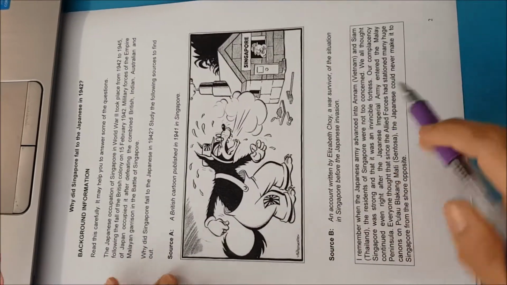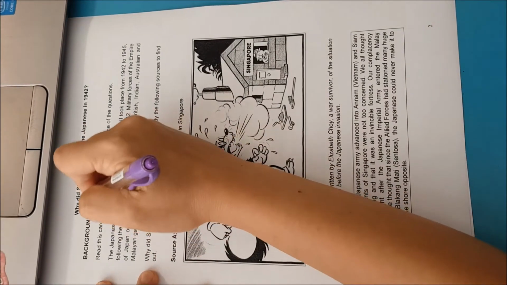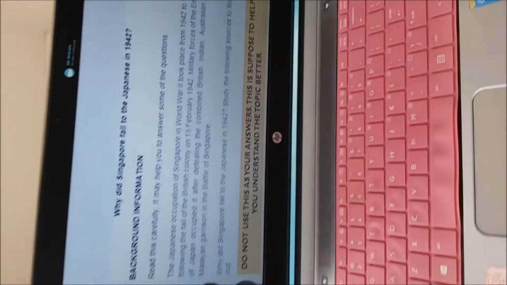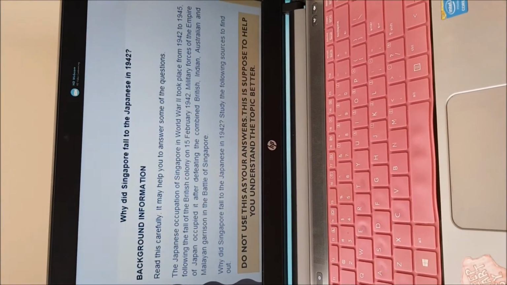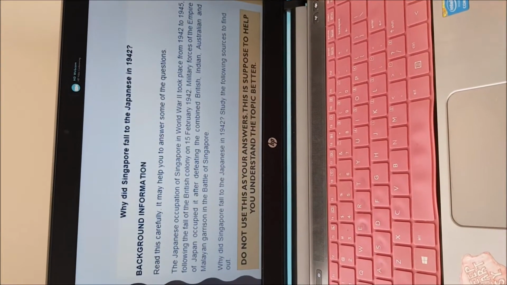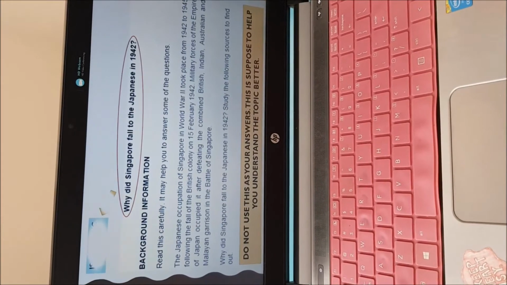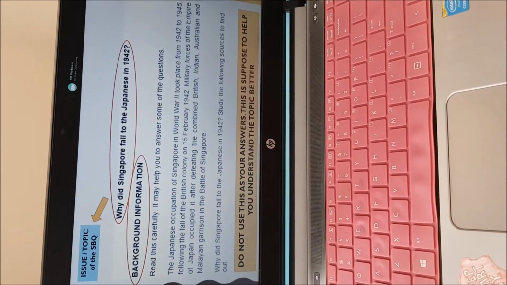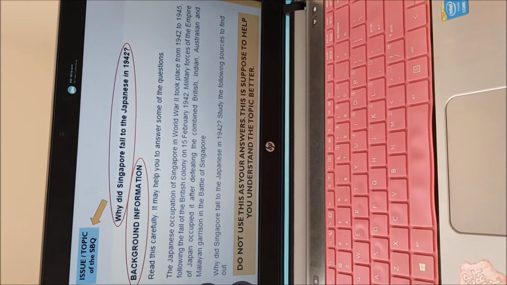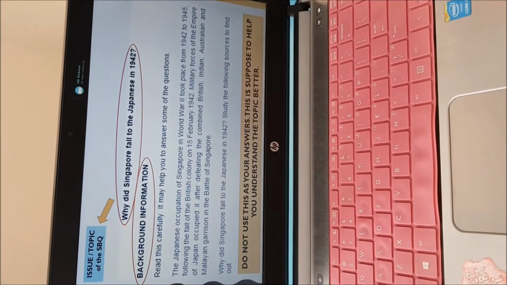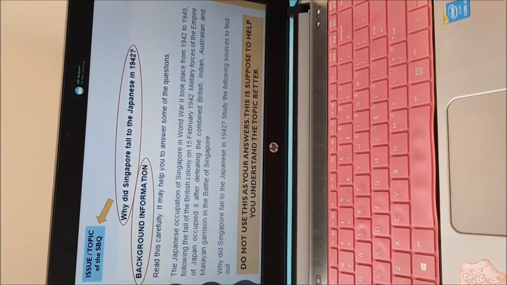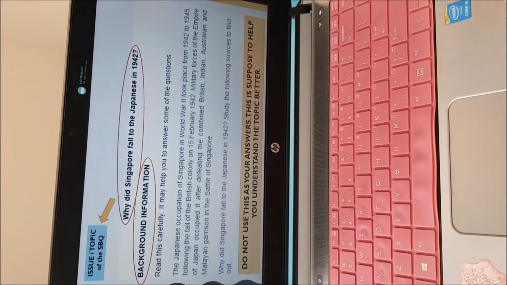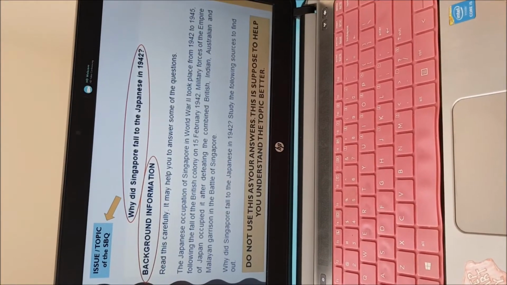Take a look at the issue question. Why did Singapore fall to the Japanese in 1942? So, circle the important keywords that you can see when you read the issue question. Next, take a look at the background information. Now, this background information is supposed to give you an idea of what the SPQ is going to be about. However, you are not supposed to use the background information as your answer. This is only supposed to help you to understand the topic better.